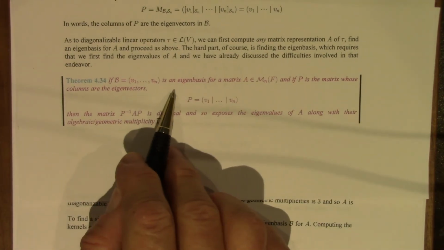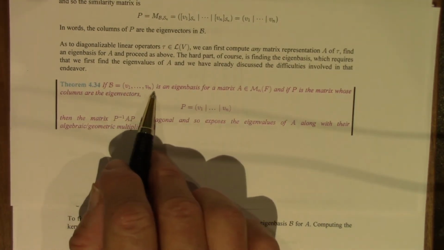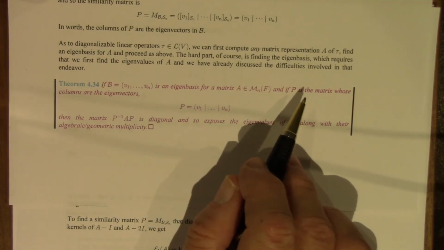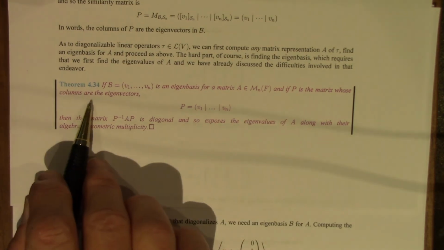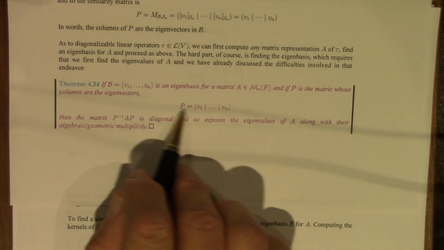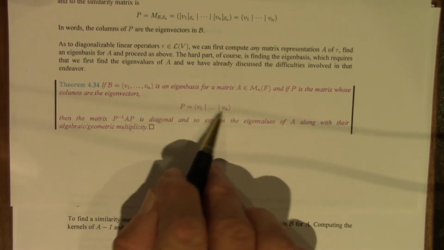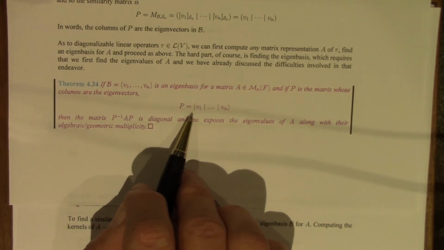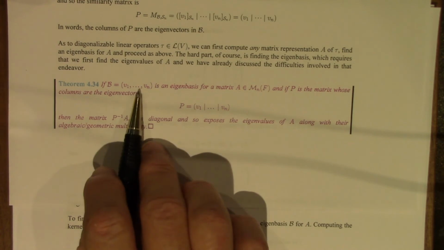So here's a summary. B is an eigenbasis for matrix A, and if P is the similarity matrix, then P is this matrix here, whose columns are the eigenvectors in the eigenbasis.